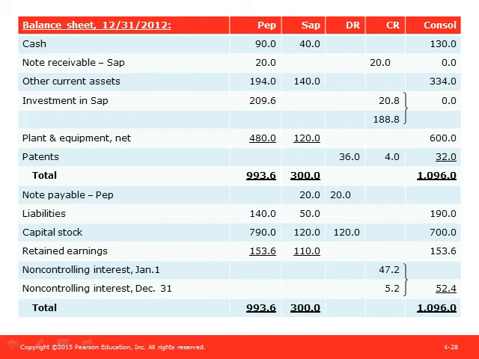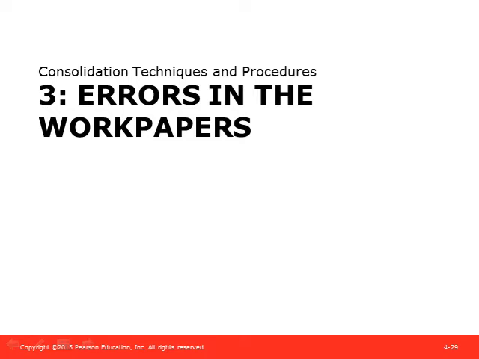So take a look at these and compare them to the elimination entries that we just talked about for 2012, and make sure that they make sense to you, where the numbers are coming from. And so now let's talk about errors in the work papers and what may cause those and how do we find those.